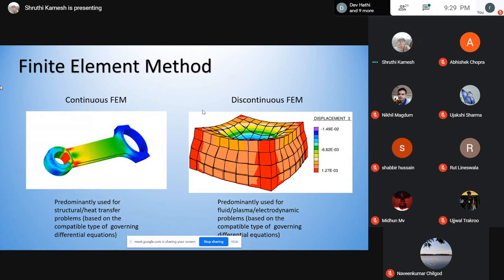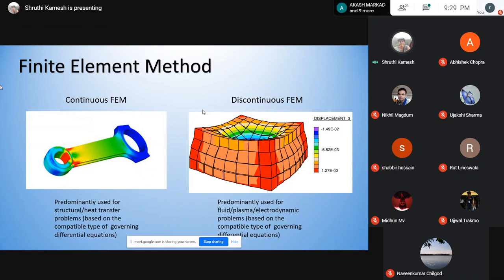Now, continuous FEM is used mainly for structural and heat transfer problems, because different numerical methods are used for different types of differential equations. Each differential equation has a character based on how it behaves in space and time. A couple of different types are hyperbolic, parabolic, and elliptic equations, and each of these has to be treated differently on how you numerically solve them. So continuous FEM is used mainly for structural and heat transfer problems, if you're trying to solve maybe the elasticity equation or Fourier's equation.